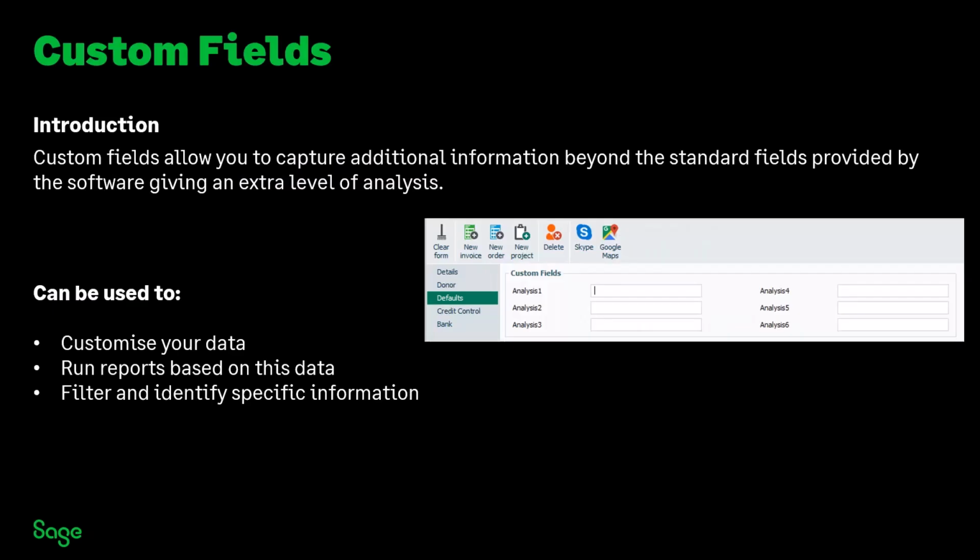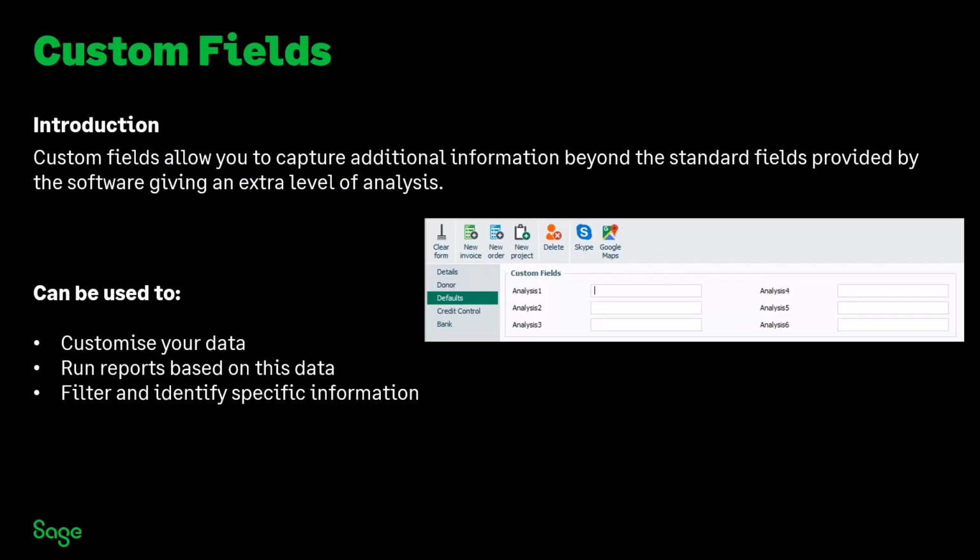Custom fields allow you to capture additional information beyond the standard fields provided by the software. It just gives you an extra level of analysis. Field labels can be configured, making them more relevant to the needs of your business. So rather than them being called Analysis 1, 2, 3, etc., like you can see on the slide, you can actually rename them just so it makes it more relevant to what you're using them for. You can customize your data. You can apply filters to search through your data, as well as running reports based on this information, or send it to Excel if you prefer.